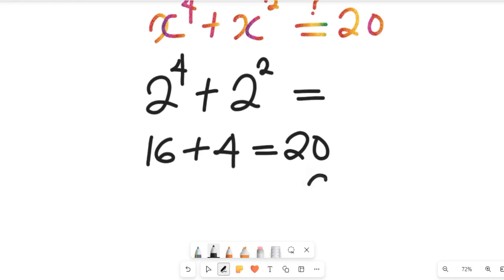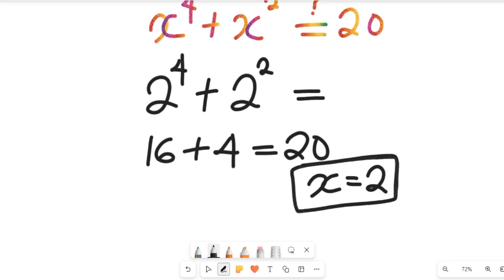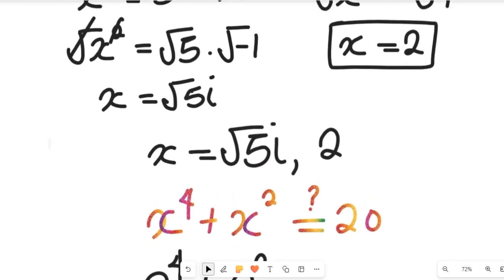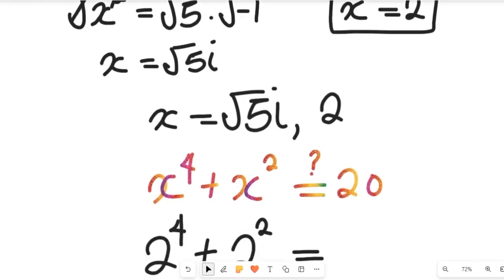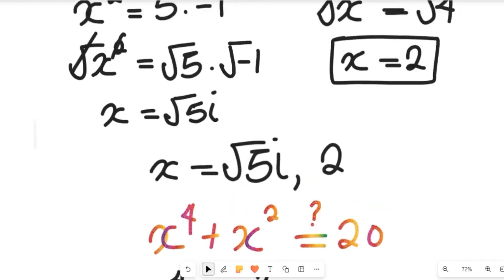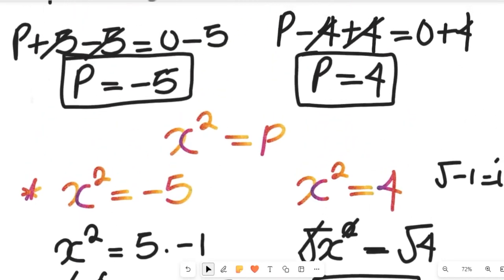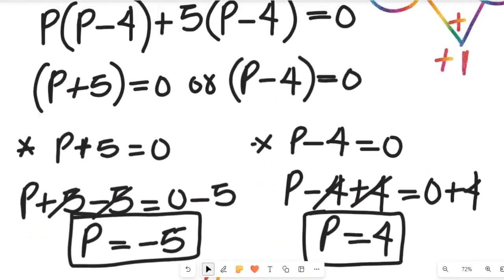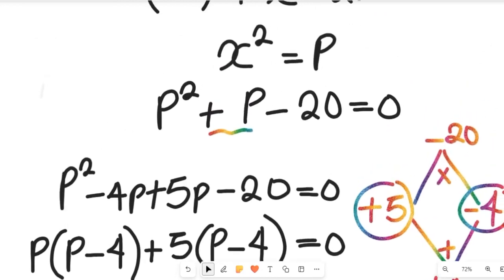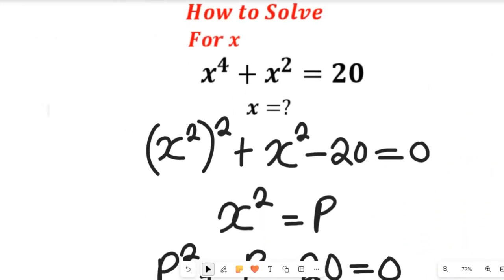So what does that tell us? x equal to 2 is the right solution, the only real solution that satisfies the exponential equation given to us. The other solution, the square root of 5 imaginary, is an imaginary solution that also satisfies the exponential equation given to us up there.